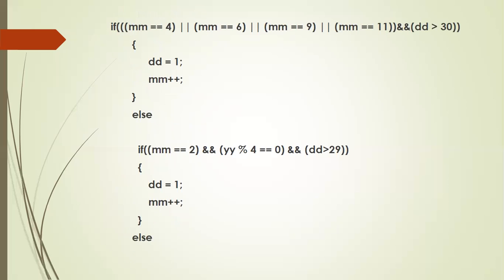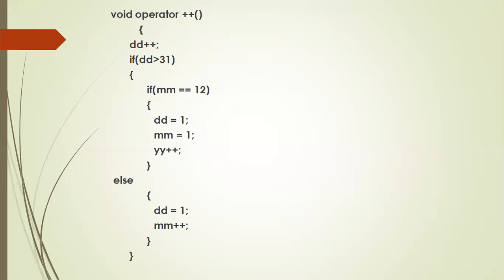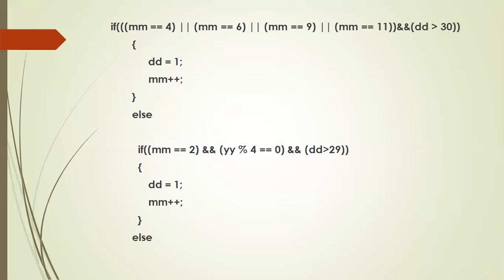Now we consider the other possibility. Suppose the date given to you is 30/4/2020. If you write dd plus plus, what happens? It becomes 31/4/2020. You check the condition. Is the month 4? Yes, because for the months 4, 6, 9, 11, after incrementing, if the date value becomes greater than 30, then for the next date, the date should be set to 1 and the month should be incremented. Here the date is set to 1 and the month becomes plus plus, from 4 it becomes 5. So the next date will be 1/5/2020.